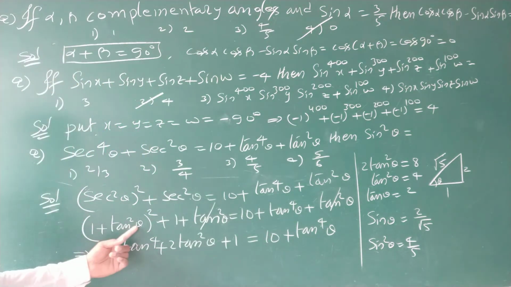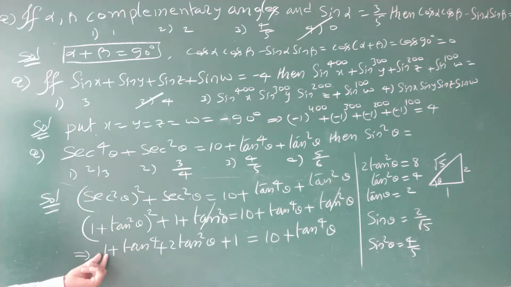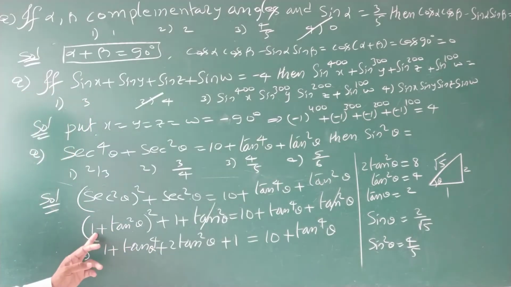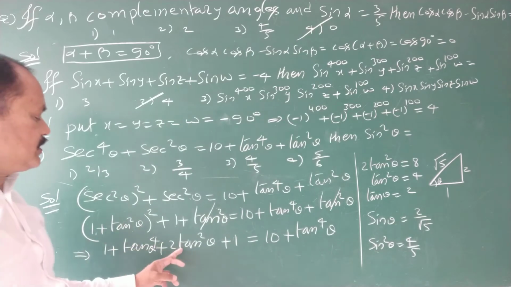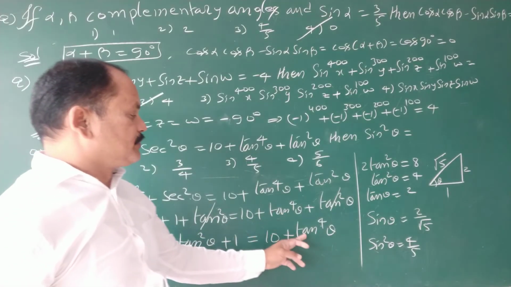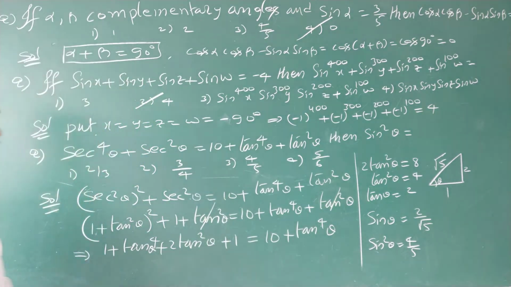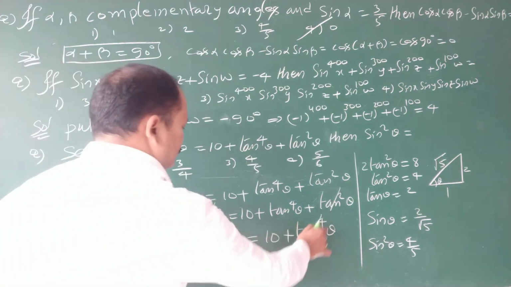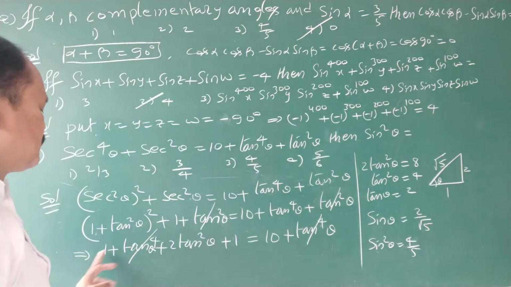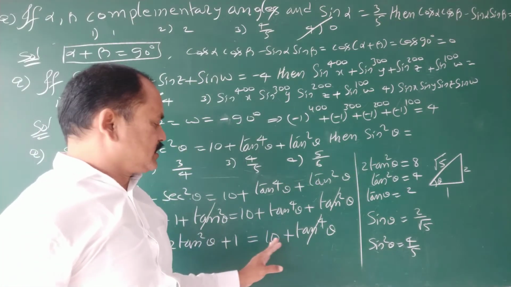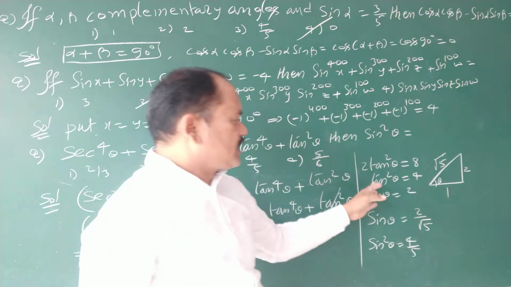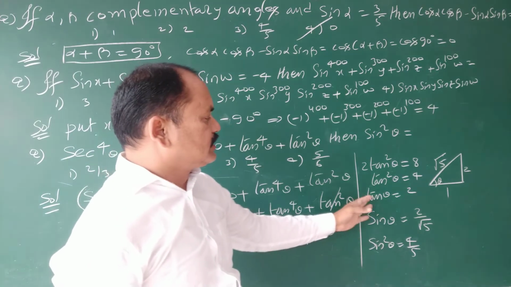Now expand this in the form of a plus b whole square. Then it is 1 plus tan power 4 theta, that means a square plus b square plus 2ab, 2 tan square theta plus 1. Here it is 10 plus tan power 4 theta, since tan square theta is cancelled. Now tan power 4 theta gets cancelled. Here it is 2 tan square theta plus 1 equals 10. So take that side, 10 minus 2 is 8. So 2 tan square theta is 8, so tan square theta is 4. So tan theta is 2.